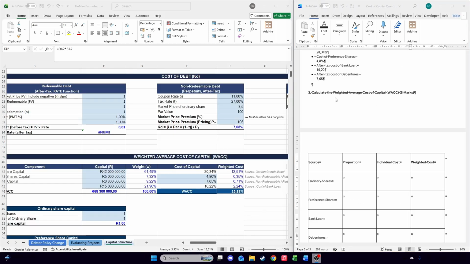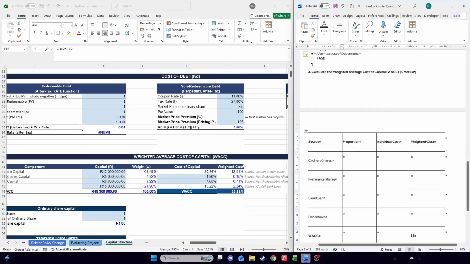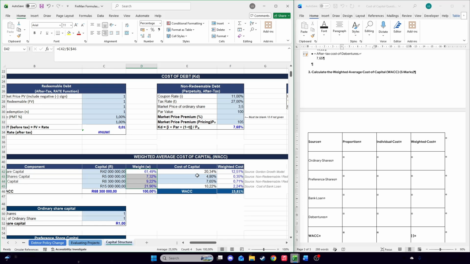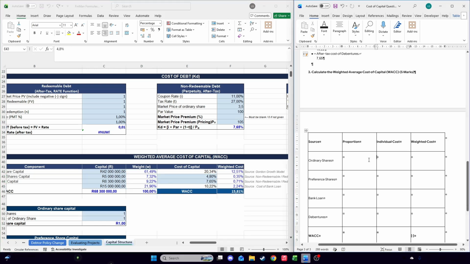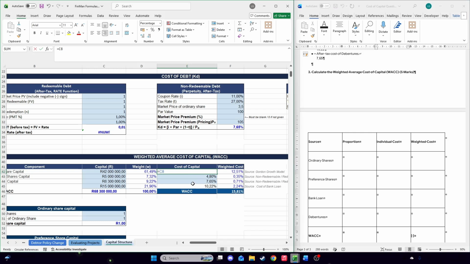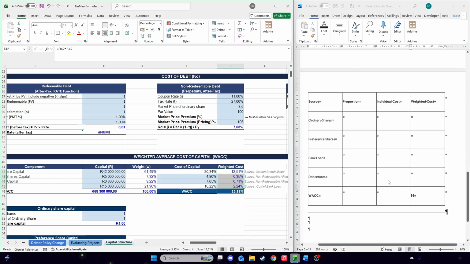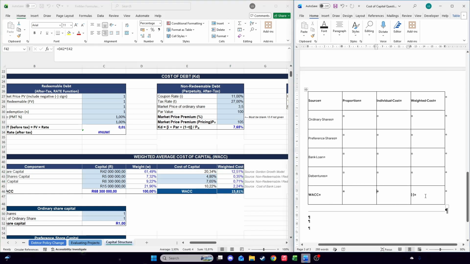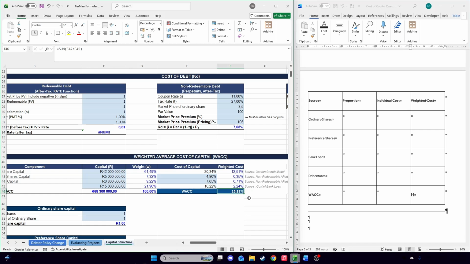And lastly, we can calculate the weighted average cost of capital. Proportions can be found right over here. Individual costs can be found right over here. And weighted cost can be found right over here. And then finally, WACC, which you can write in right at the end of here, can be found over here.